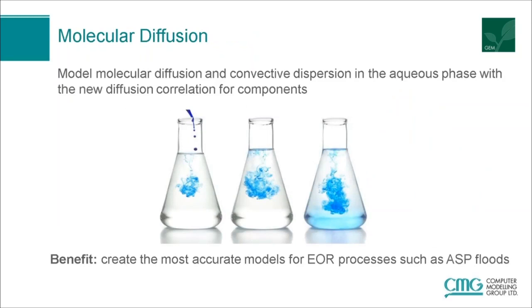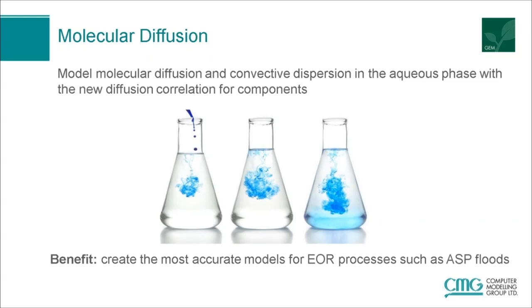So over the last couple of years, GEM has undergone significant development to be able to better model enhanced oil recovery processes, and particularly ones that involve components in the aqueous phase, such as, for example, alkaline surfactant polymer, or ASP, floods. And so to help assist with this aqueous phase modeling, we have now extended molecular diffusion coefficients as well as convective dispersion to the aqueous phase in GEM.